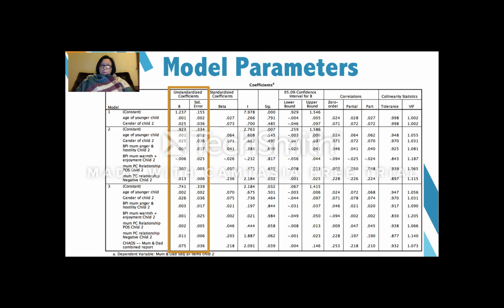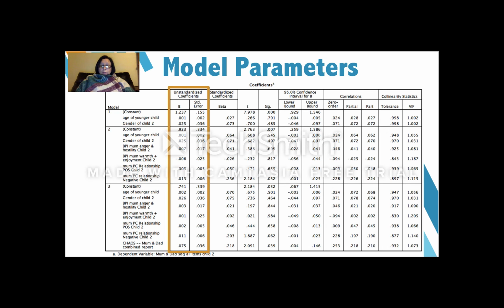The next part of the output is concerned with the parameters of the model. The format of the table of coefficients will depend on the options you select. Now, the confidence interval for the b-values, collinearity diagnostics, and the part and partial correlations will be present only if selected in the dialog box. The first part of this table gives us estimates for the b-values, and these values indicate the individual contribution of each predictor to the model.